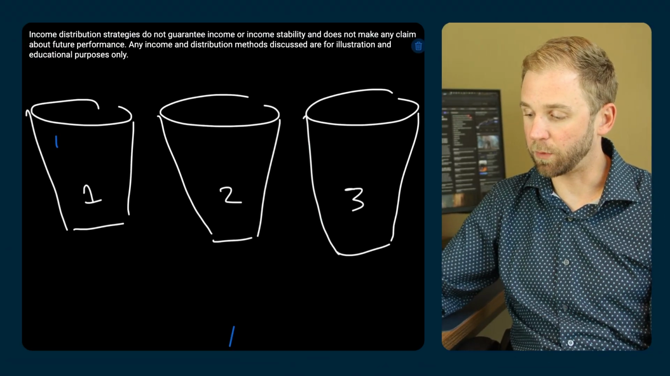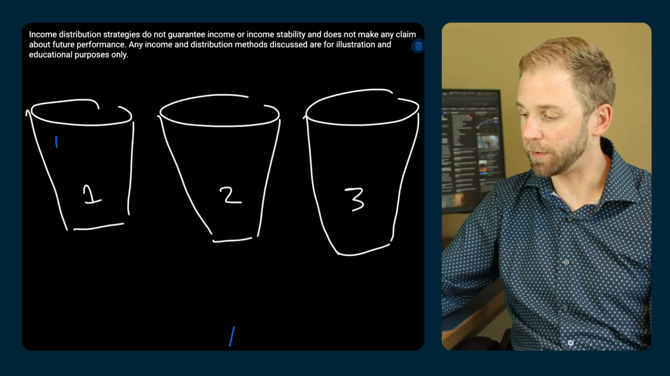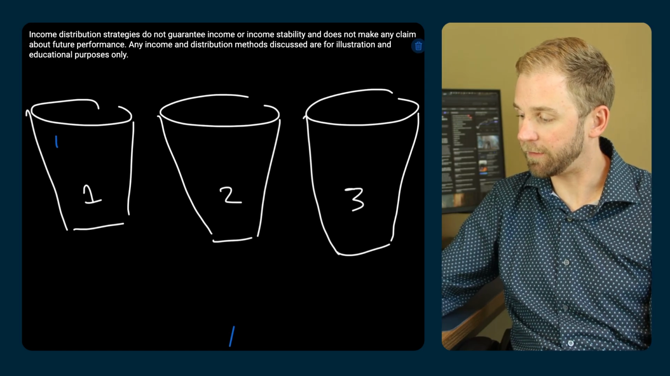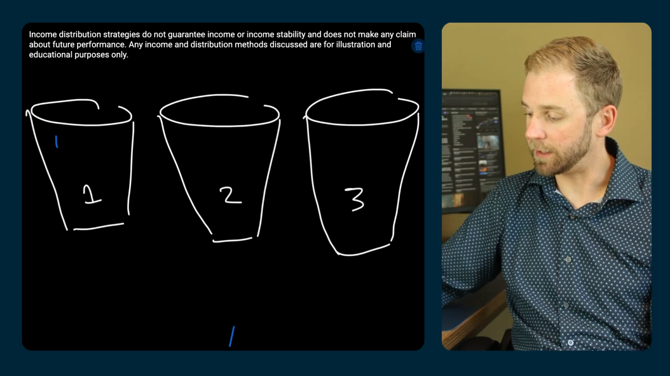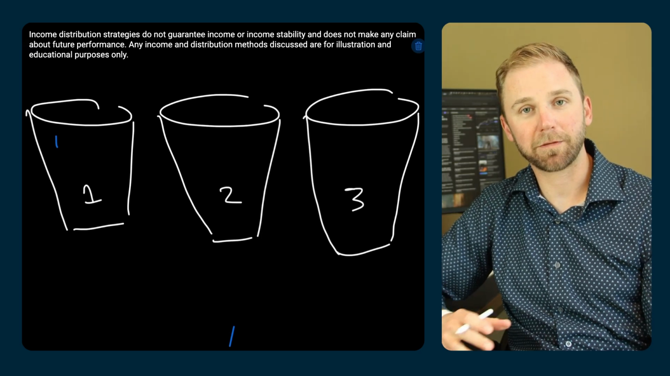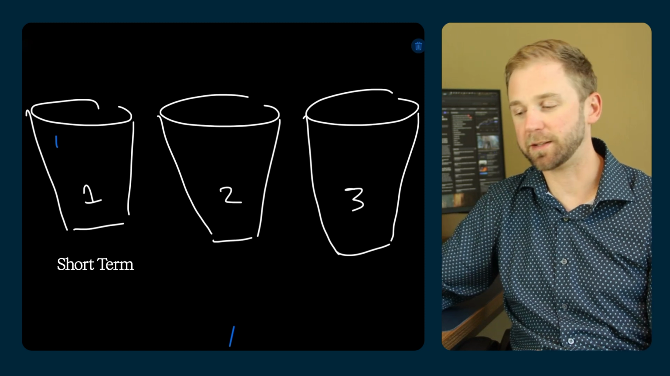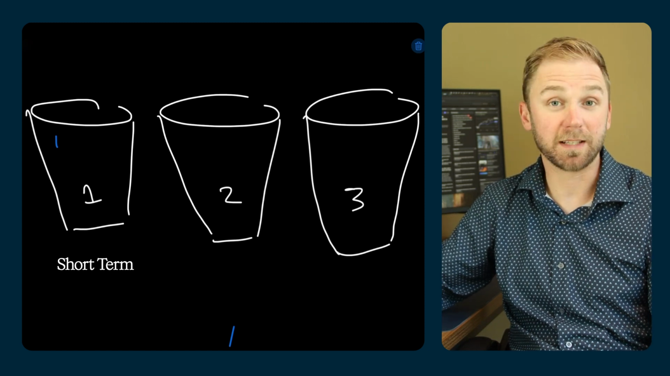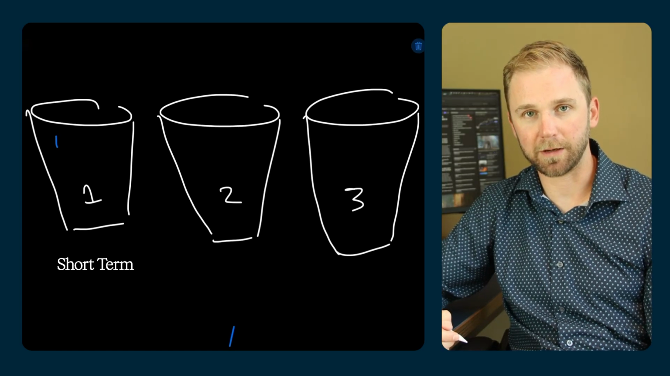For instance, let's say we'll do 3 buckets. You've got bucket 1, 2, and 3. So inside your buckets, these might have different time frames associated with them. For a lot of people, bucket 1 would be short-term spending needs. This is like 1 to 3 years. It could be 6 months, could be 1 year, just whatever is comfortable for you and your financial plan.